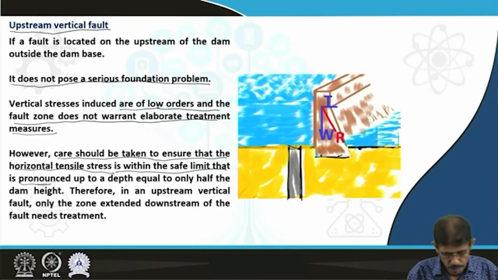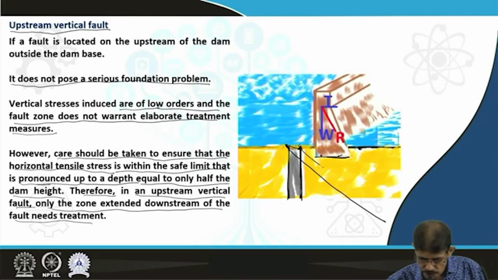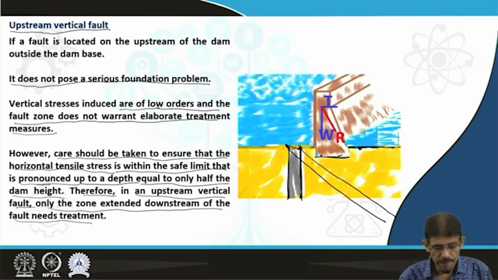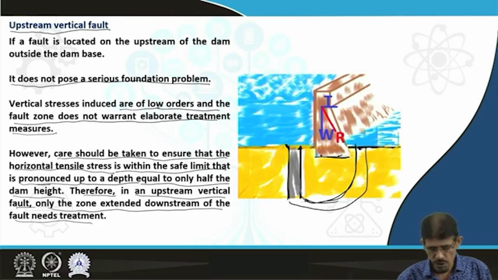It is pronounced up to a depth equal to only half of the dam height. Therefore, in an upstream vertical fault, only the zone extended downstream of the fault needs treatment. If this fault is located here in the upstream and extends up to the downstream like this, then there is a problem. If it is vertical, then not much problem. If any branch of this fault, although vertical, extends up to the downstream, then there is a problem. So this type of situation only requires some feeble or low level of treatment, depending on the amount of induced horizontal stress.